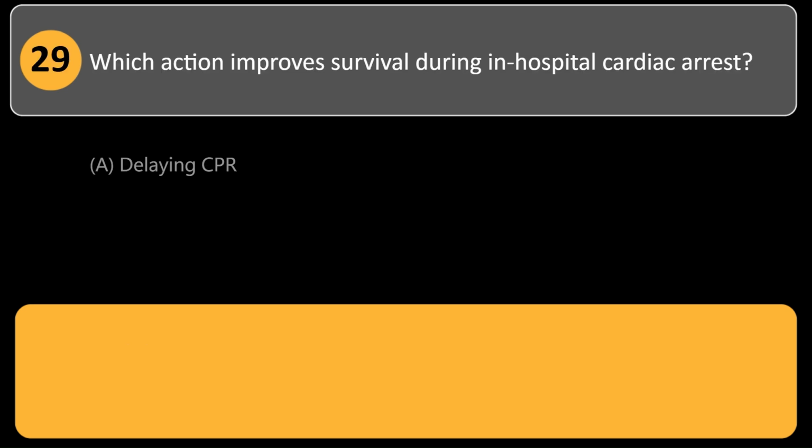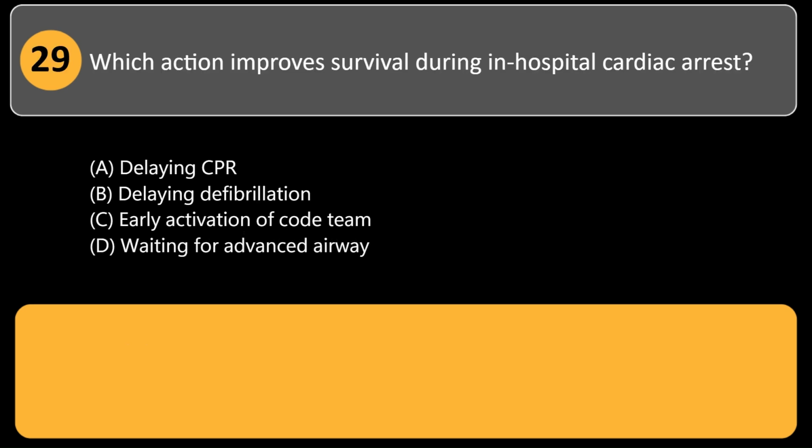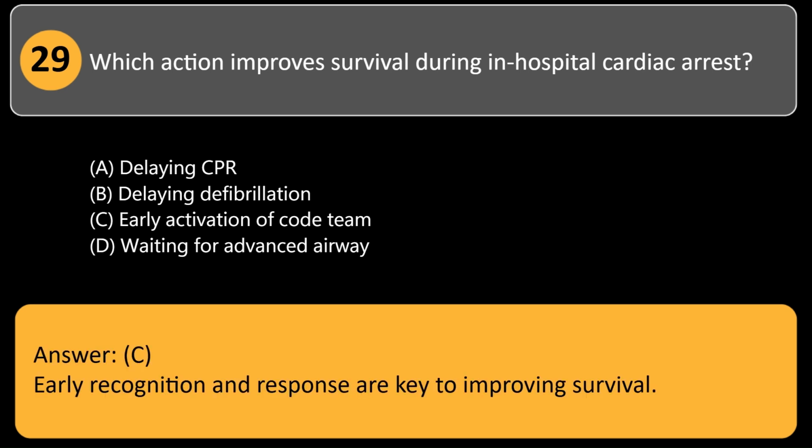Which action improves survival during in-hospital cardiac arrest? A. Delaying CPR. B. Delaying defibrillation. C. Early activation of code team. D. Waiting for advanced airway. Answer: C. Early recognition and response are key to improving survival.